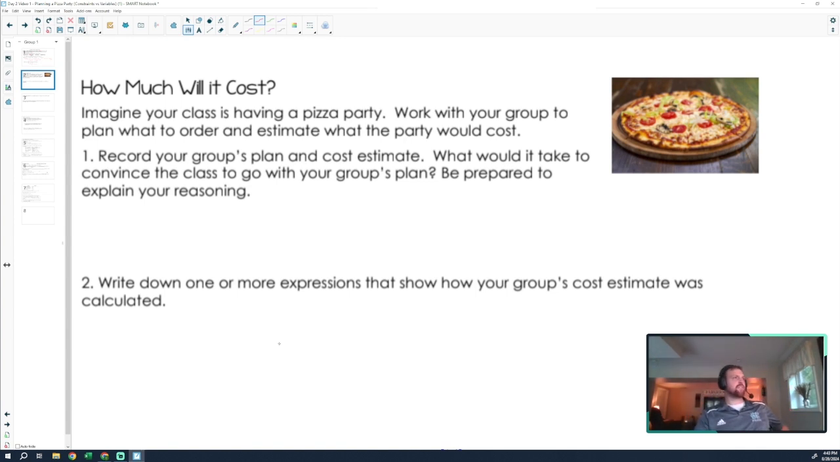So, imagine your class is having a pizza party. If you're able to, work with your group, work with some people, try to come up with some way to estimate what the party's going to cost. So in a pizza party, what's a pizza party going to cost? Record your cost estimate, what it would take to convince the class to go with your group's plan, and be prepared to explain your reasoning. If you're able to do this, take a few minutes, work with your groups. Teachers, if you're in the class with them, you're moving around, helping the kids as they go. But in this case, don't overthink it. What are the costs?